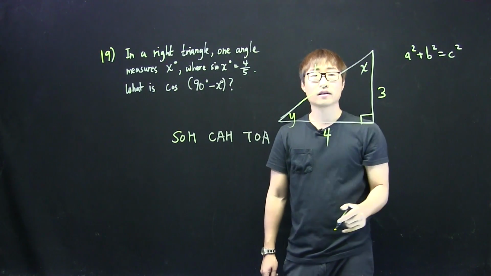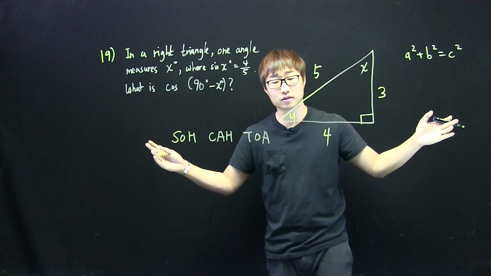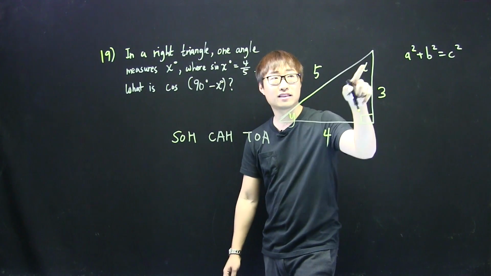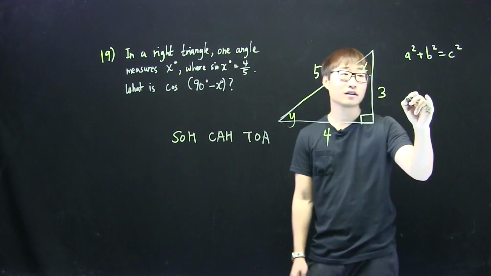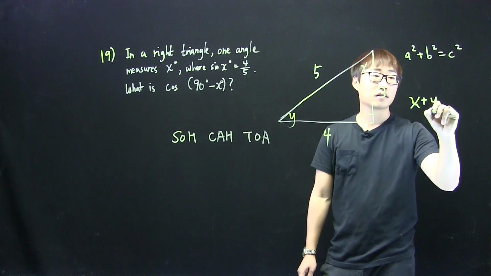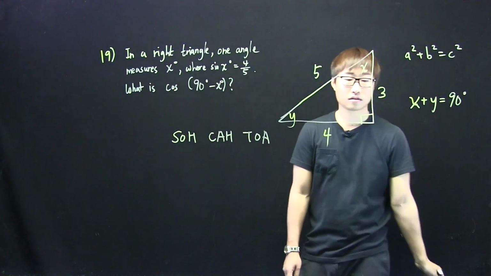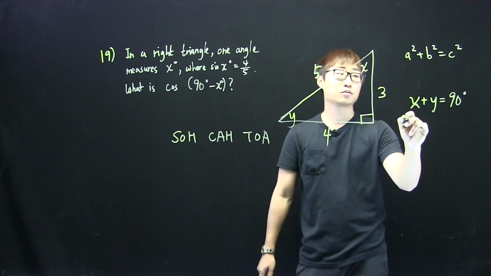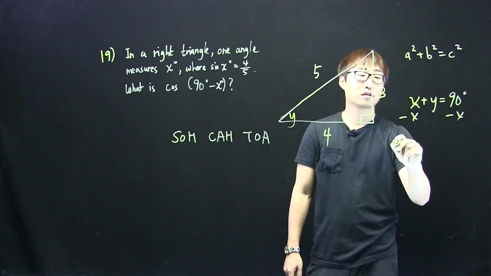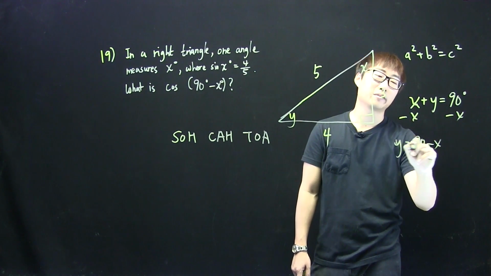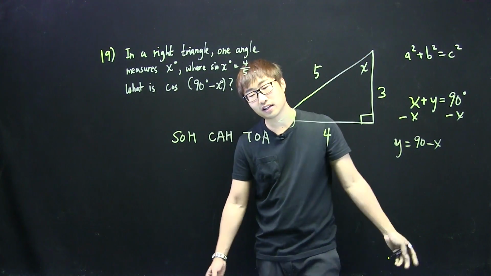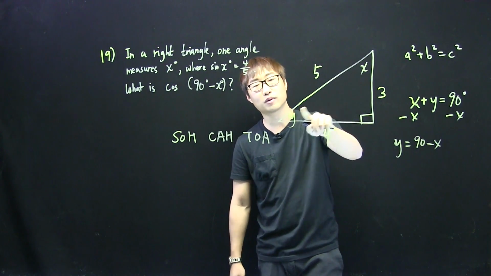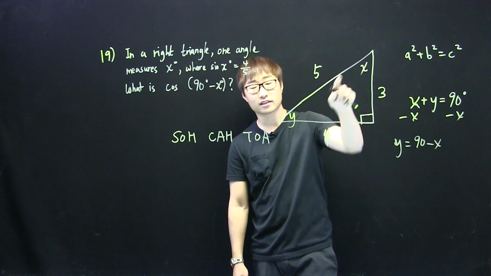What do we know about x and y? They should add up to 90 degrees. Why? Because the triangle adds up to 180, and that's a 90, so those two must also be 90 together. So x plus y is equal to 90. We're looking for 90 minus x. Subtract x on both sides, then we get y is equal to 90 minus x. That makes sense, since these both add up to 90, so if you subtract this one, you get the other. So 90 minus x should be y. Vice versa, 90 minus y should be x.